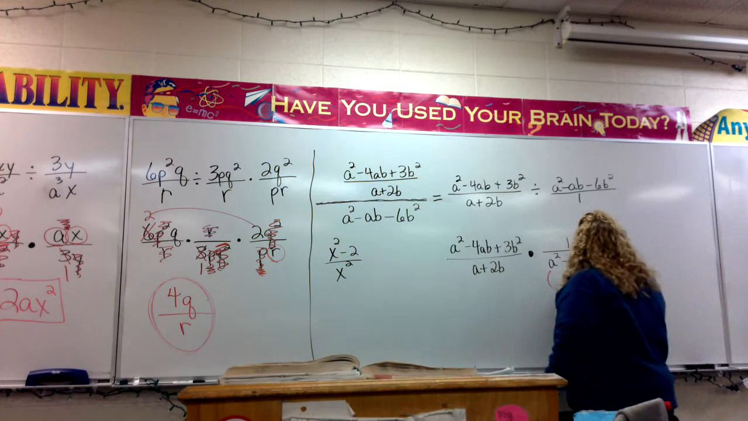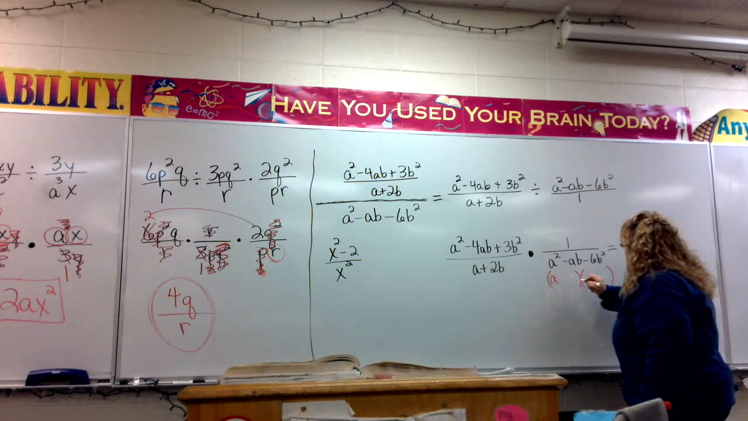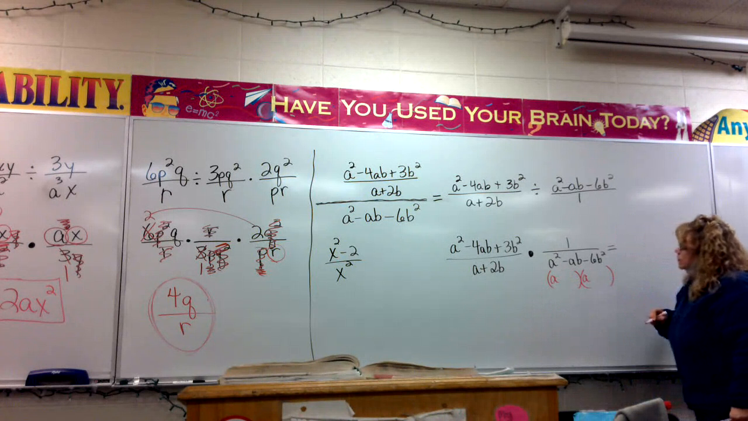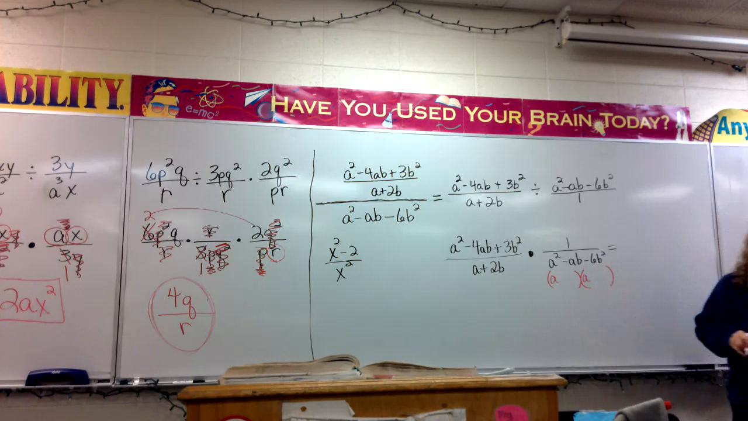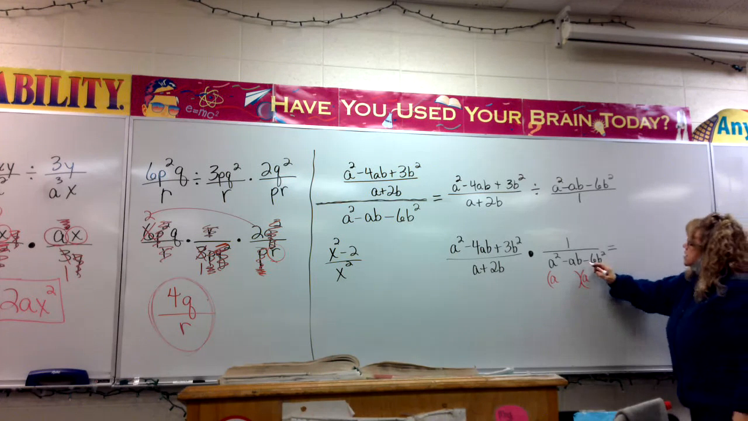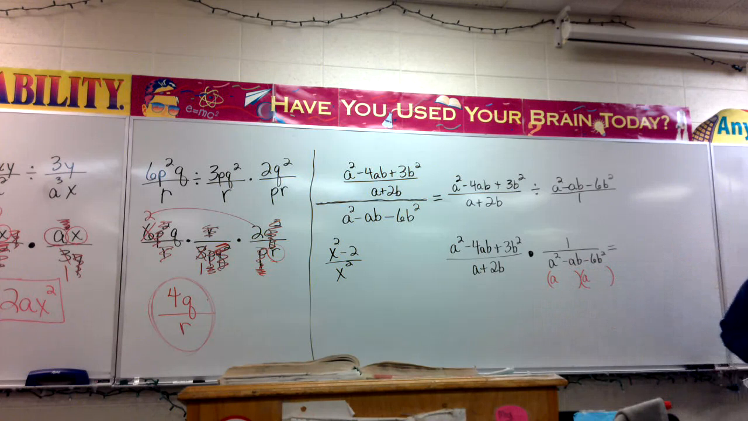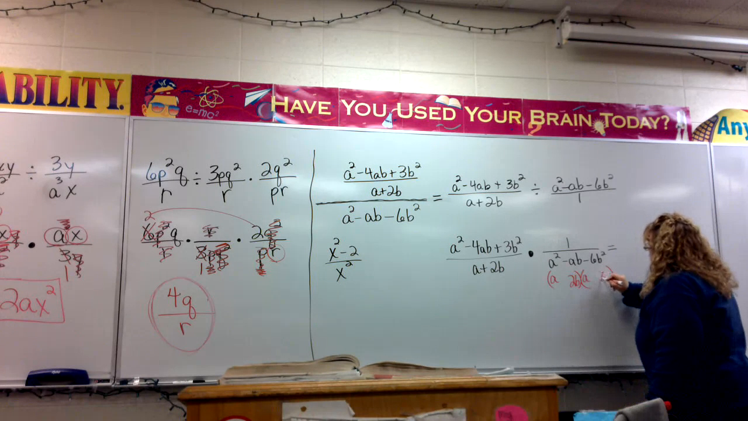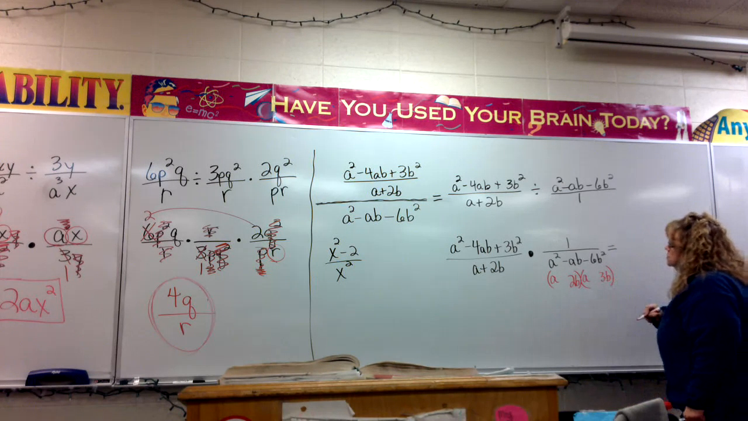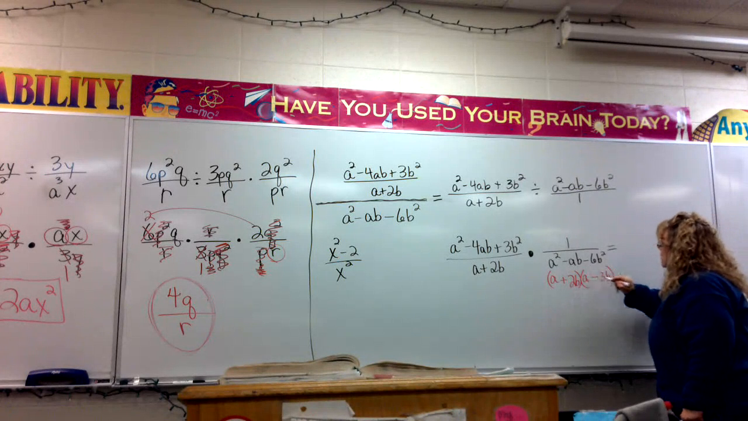How about this one over here? That has to be a and a. 1 and 6 or 2 and 3, and it's got to subtract to this one right there. Should I use 1 and 6 or 2 and 3? 2 and 3. So 2b, 3b, signs: plus 2b, minus 3b. So it's a plus 2b times a minus 3b.